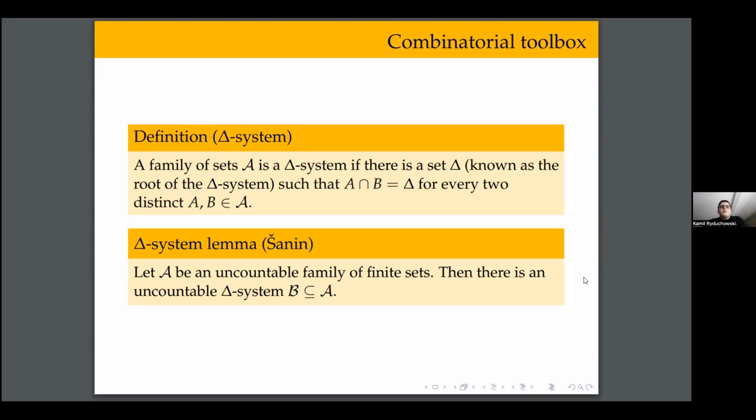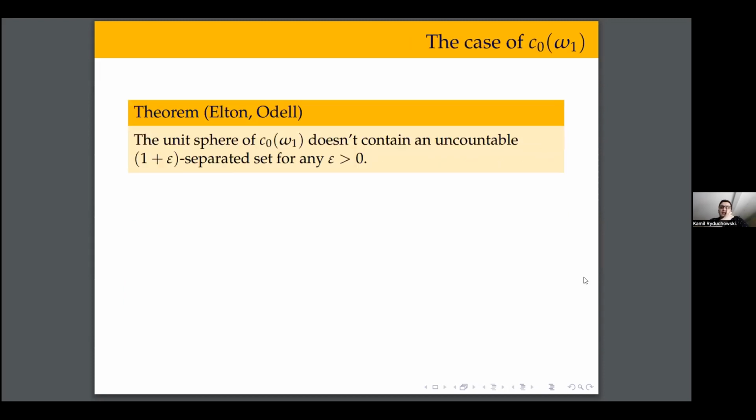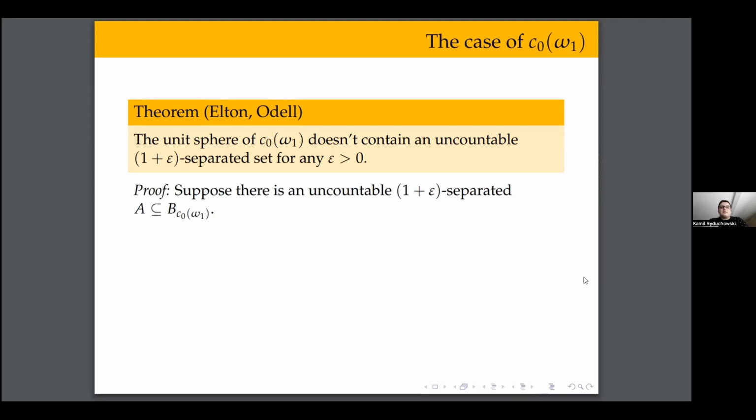And let me show the proof of this observation by Elton and Odell, that the unit sphere of C0 of omega 1 doesn't contain an uncountable 1 plus epsilon separated set for any epsilon. It is, I think, a relatively simple example, but it shows how those tools from infinitary combinatorics can be used. So the proof is basically by making assumptions.